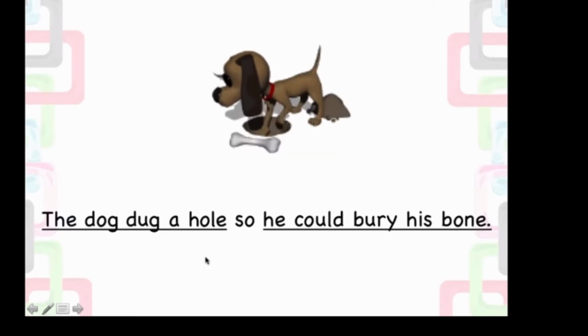Okay, so take a look at this one. This one's pretty tricky. The dog dug a hole so that he could bury his bone. Okay, now again, I want you to think, what is the effect? Again, what happens? All right, so go ahead and take a look at that sentence and think, what is the effect? What happens? Okay, so if you said the dog dug a hole, you're absolutely right.